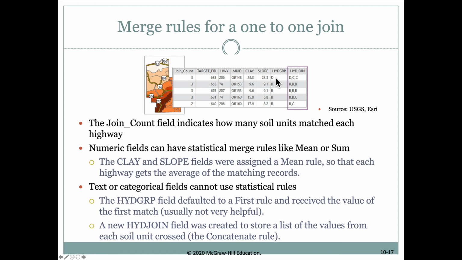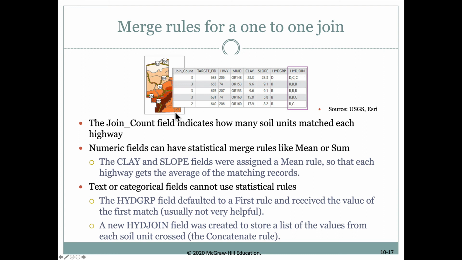But sometimes we have, for example, a text value representing this variable here, HYDGRP. And in this case here, the default is to just take what's called the first row. Whatever the value of the first polygon is, it just takes that value from the first polygon. But that's not always useful. So we can see what we've done here is we created a new column, which is called HYD join, and this is going to store a list of all of the different soil types that it passes over.